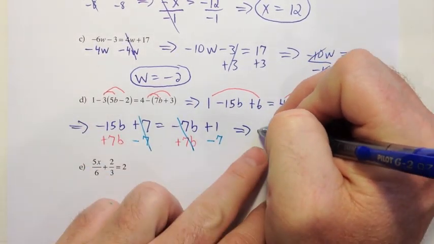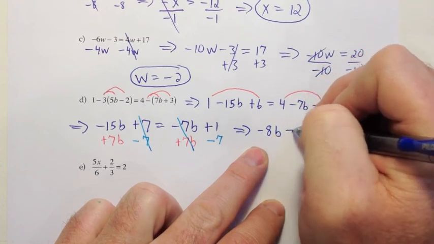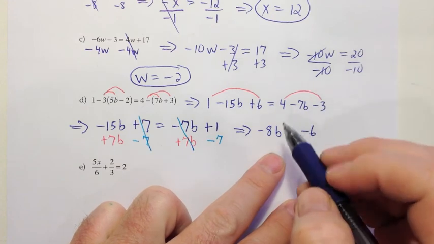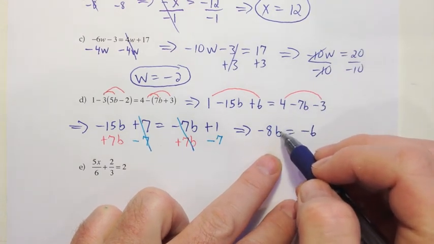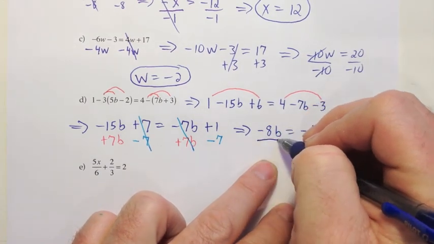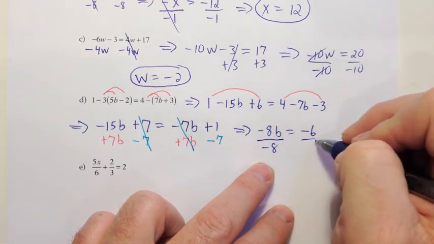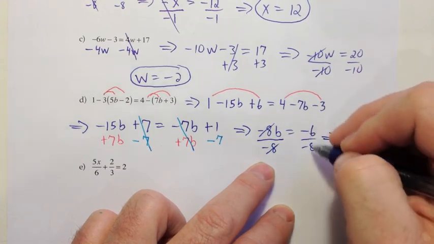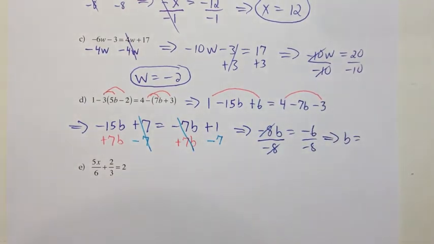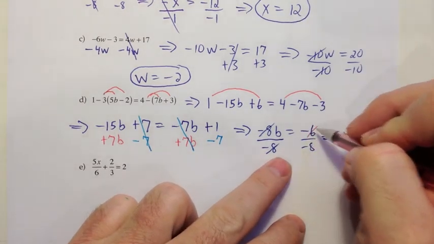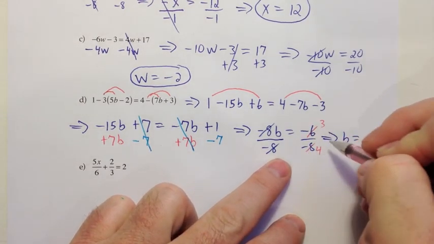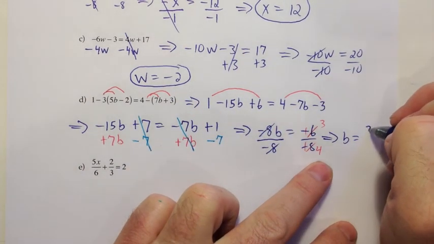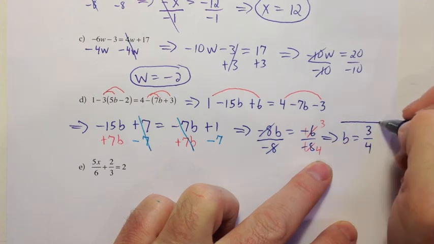Negative 15 plus 7 would be negative 8b, and then on the other side 1 minus 7 would be negative 6. And now we want to get this b by itself as our last step, and that negative 8 is connected by multiplication, so we'll do the opposite, which is division. Those cancel out, and then we just need to simplify here. Negative over negative would be positive, and then there's a 2 we can cancel. That 2 would go into the 6 3 times and into the 8 4 times, and again the negatives would cancel each other out as well. So it looks like our answer would be that b is equal to 3/4.